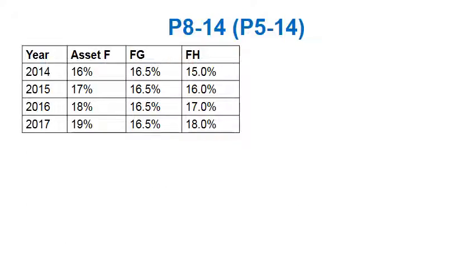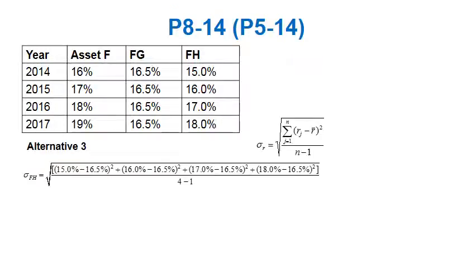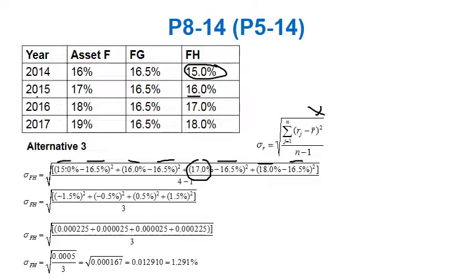So now finally, let's do the workings for alternative 3. The first part is again applying our standard deviation formula, which we have here, and that is the returns we find on the portfolio in each year. So for example, that 15% is what we find in 2014, less the expected return, which is 16.5% on this portfolio. Same goes for 2015, which is 16%, less the expected return. Same for 2016, which is 17%, less the expected return. Then for 2017, it is 18, less the expected return of 16.5. You work through that and you find that the standard deviation for portfolio FH is 1.291%. Let's summarize that on the next slide.